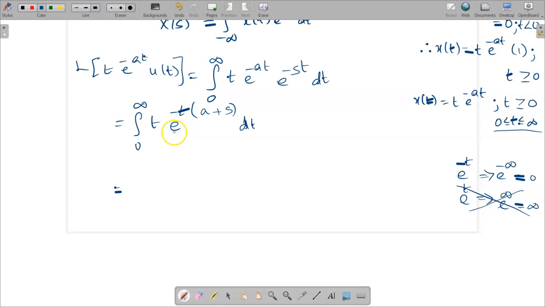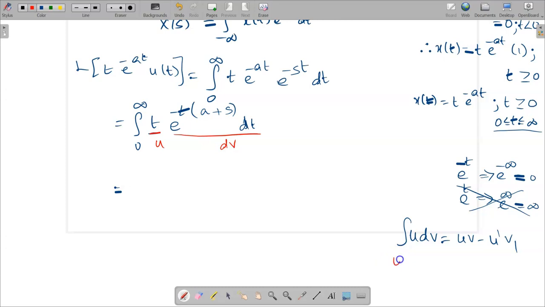If you have only an exponential term, you can directly write the formula. What is the formula? Integration of e power minus at is e power minus at by minus a. But here you have an additional t. So you have to apply the formula integral of u dv. What is the integral of u dv? It is uv minus integral of u dash v1. So here I have to consider t as u and the rest of the term as dv.